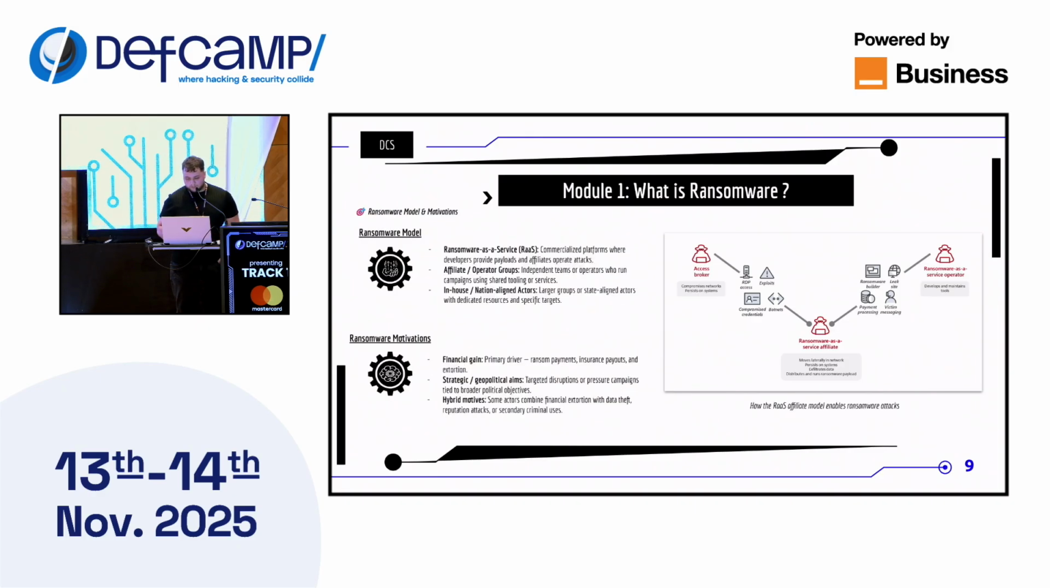Ransomware works pretty easily. The model is pretty easy to understand. We have the ransomware-as-a-service affiliates, a commercial platform where developers provide payloads and affiliates operate attacks. We have the operators, which can be independent operators or the operators inside of the ransomware group. And the motivation is pretty obvious. It's financial gain, ransom payments, insurance payouts, and extortion.